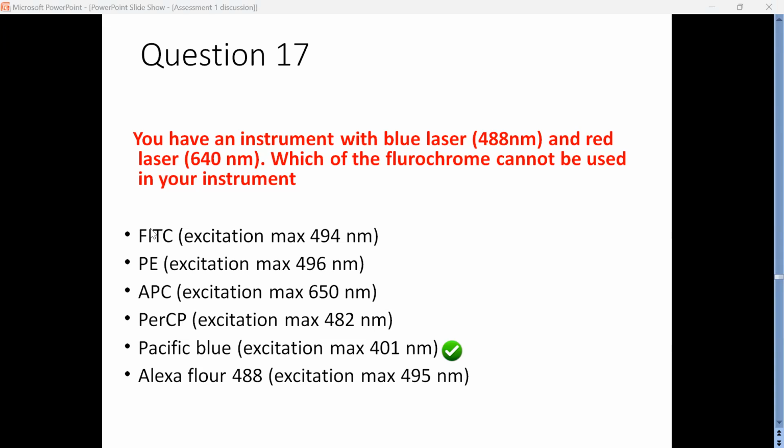Any doubts? Clear now? So that's how you need to select your fluorochromes when you have a machine of one particular configuration. Okay.